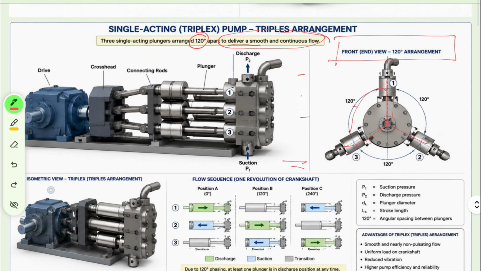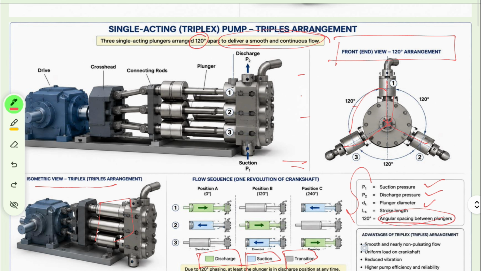If you want to see the isometric view of a triplex pump, as you can see, this is the isometric view. This section represents the discharge, this is representing the suction, and this is representing the transition zone. So this is how the piston working principle of the single acting pump works, right? Now P1 is the suction pressure, P2 is the discharge pressure, we already know that, and theta is the angular spacing between the plungers, right?